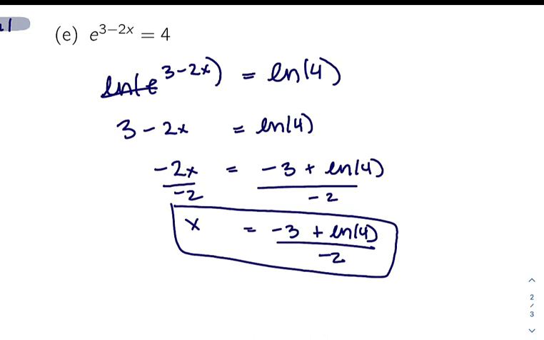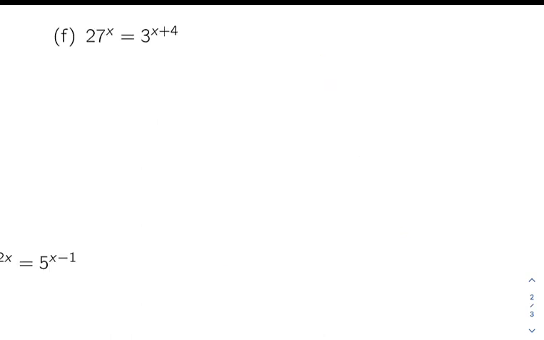All right, here's what I did. I started with taking the natural log of both sides of the equation. When I did that, I was able to use the cancellation property and end up with 3 minus 2x equals natural log of 4. And then I needed to subtract 3 and then divide by -2 in order to get my x by itself. All right, why don't you try this one by yourself as well?